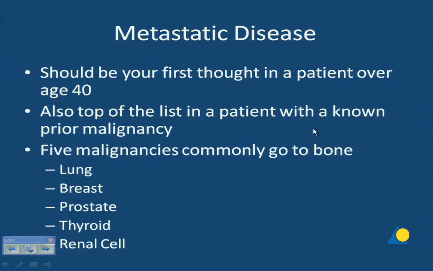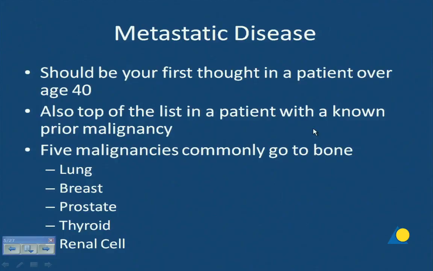If you see a patient with a lesion in bone who is over age 40, your first thought should be metastatic disease. Also, it should be at the top of the list of anyone who has a known prior malignancy. The 5 most common malignancies that go to bone are things we recognize: lung, breast, prostate, thyroid, and renal cell.